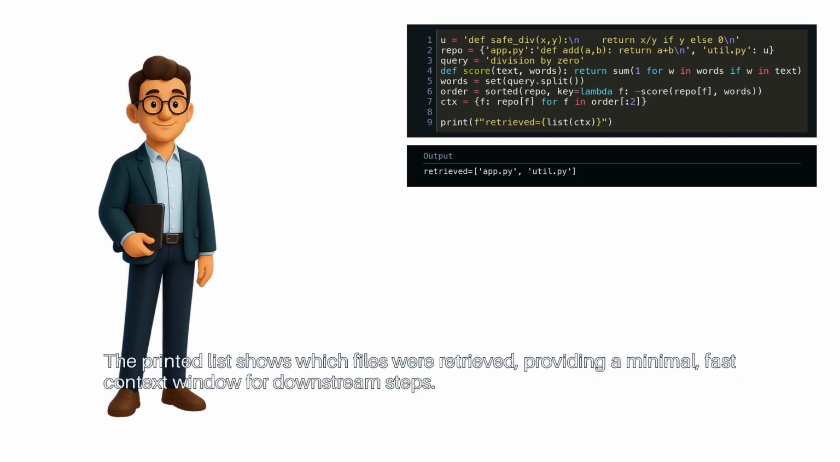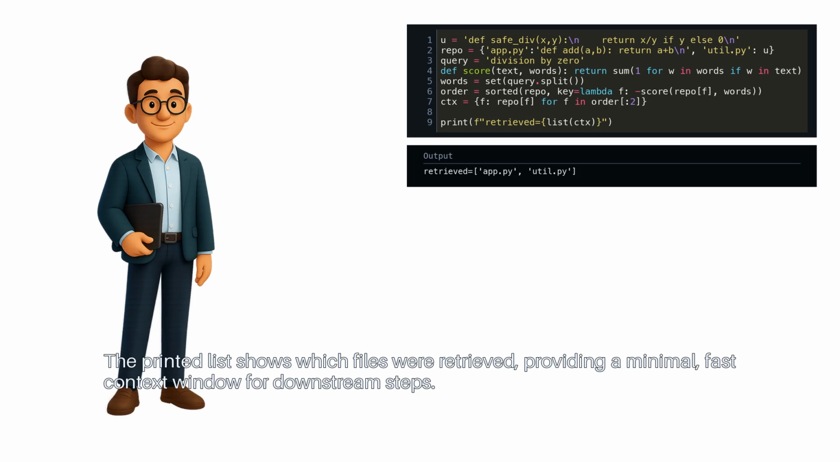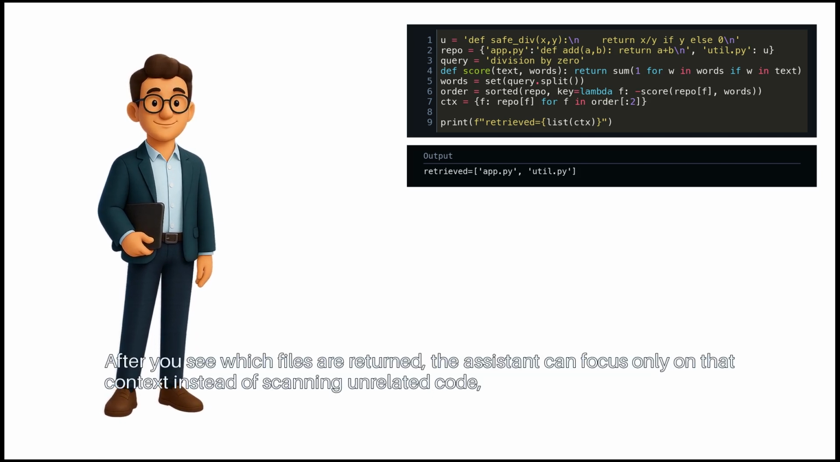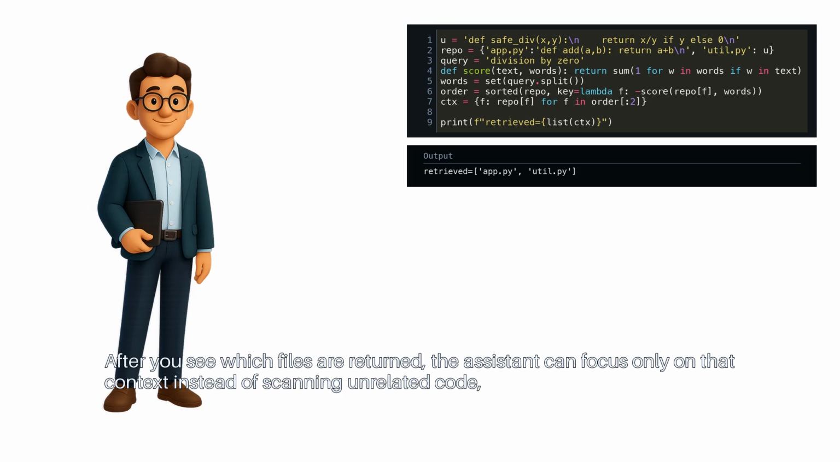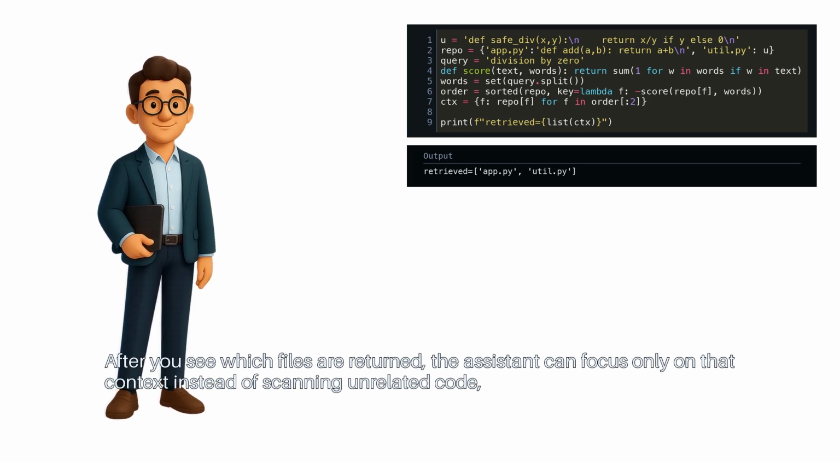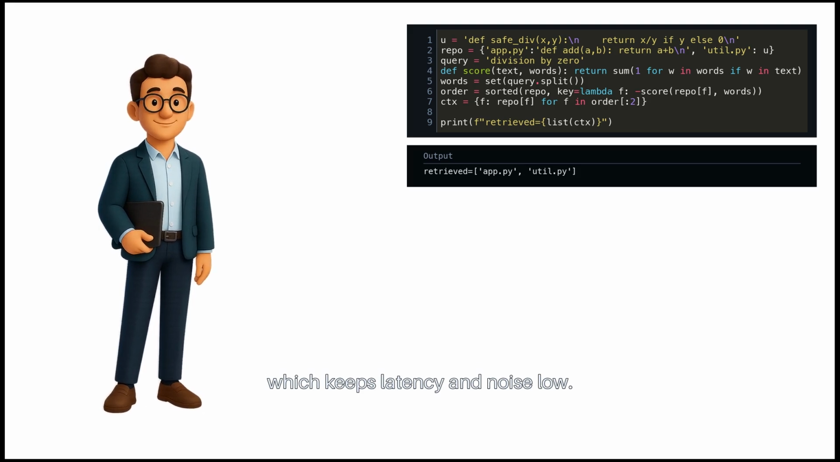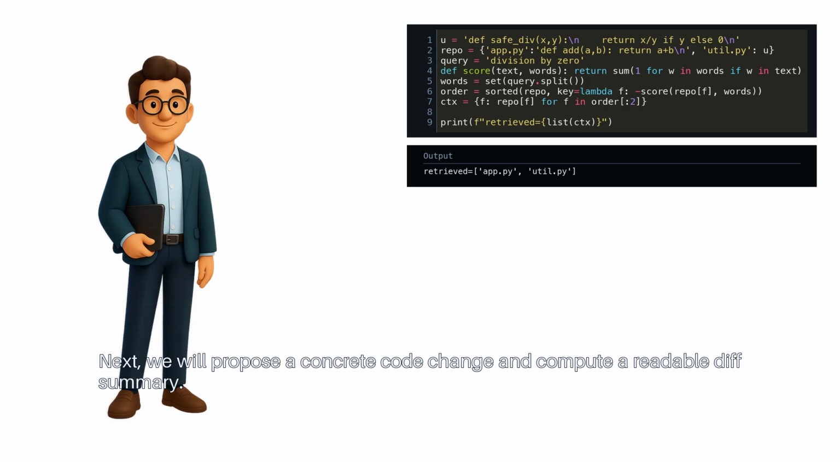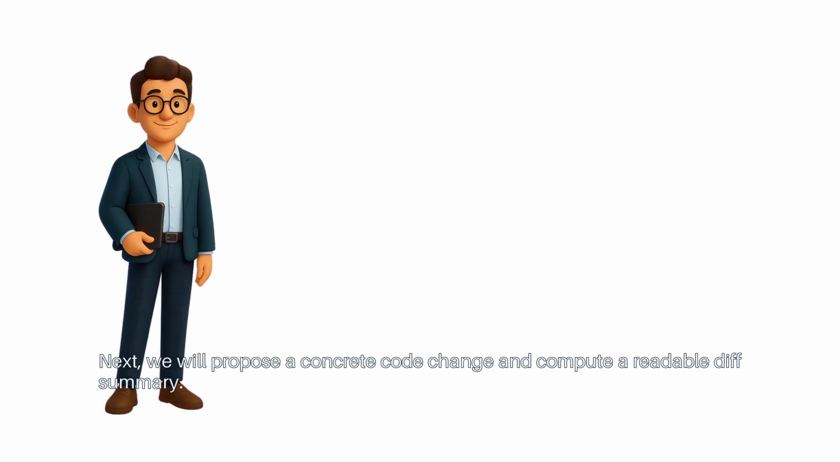The printed list shows which files were retrieved, providing a minimal, fast context window for downstream steps. After you see which files are returned, the assistant can focus only on that context instead of scanning unrelated code, which keeps latency and noise low. Next, we will propose a concrete code change and compute a readable diff summary.